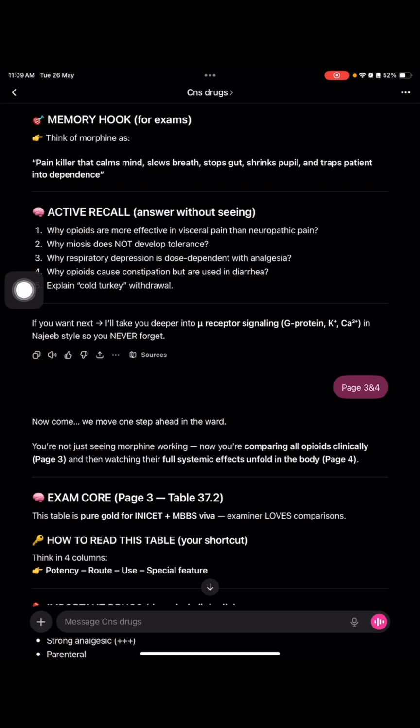But in neuropathic pain, what is happening? There is degeneration of the neuron, so the neuron is already degenerated, there is burning pain, and opioids won't go there and decrease the pain sensation. And in neuropathic pain, we give capsaicin.